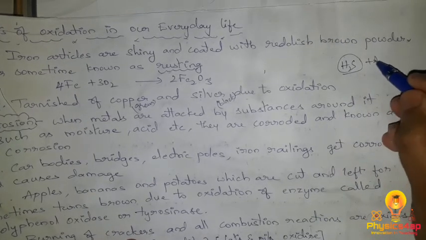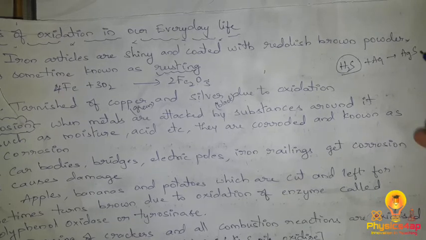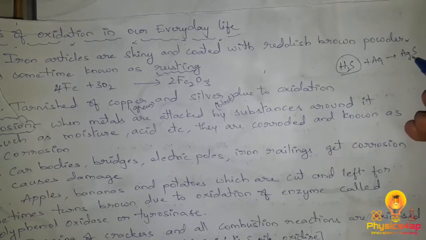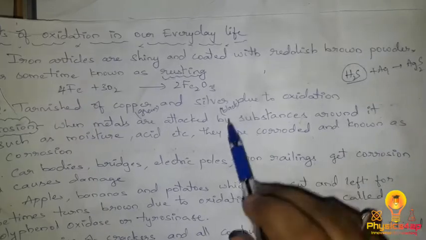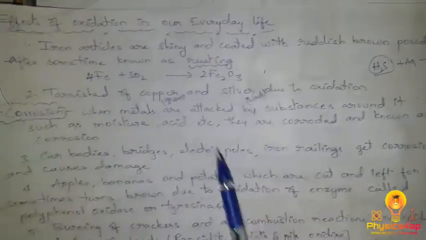when it reacts with the silver, it converts into Ag2S. So that is silver sulfide. Silver sulfide is in black color. So that is also a corrosion here.